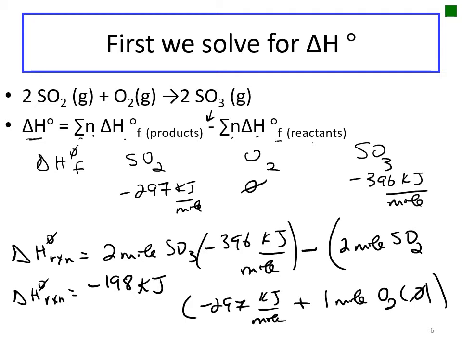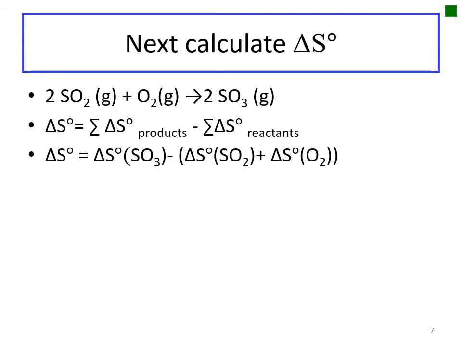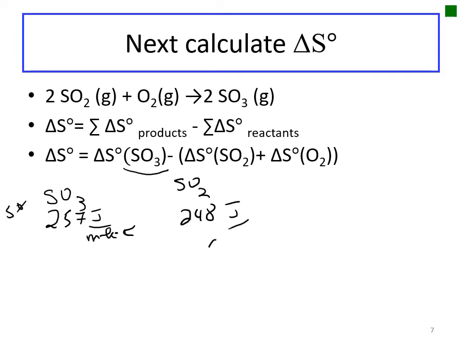So do the same thing with delta S. We're going to need the values of S for SO3, SO2, and O. For SO3, our entropy here is 257 joules per mole K, and that's our S value. For SO2, it is equal to 248 joules per mole K. And for oxygen, and by the way, the elements are not zero with entropies. Everything has some disorder unless it's at absolute zero. So those are our entropies.